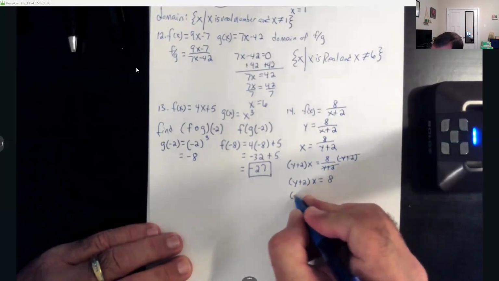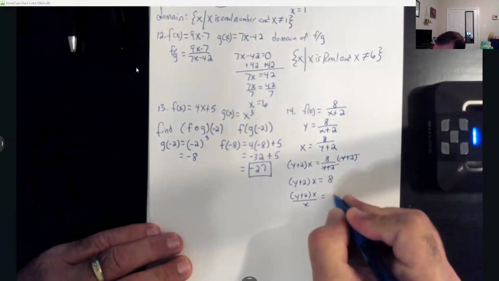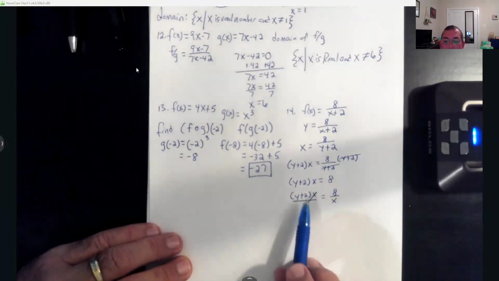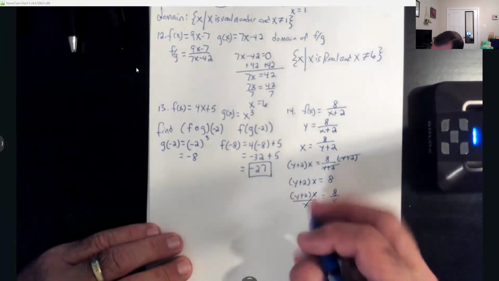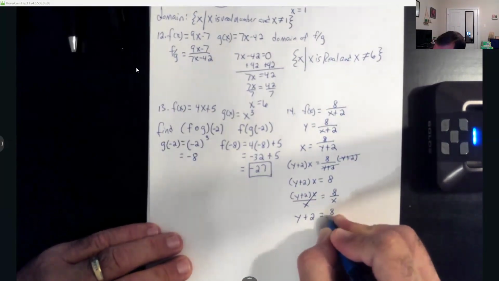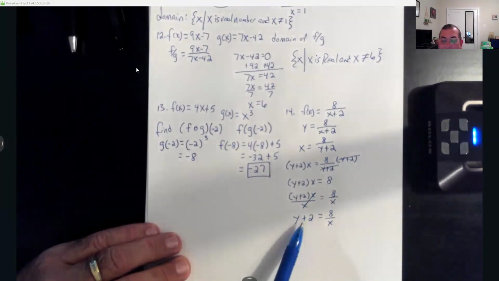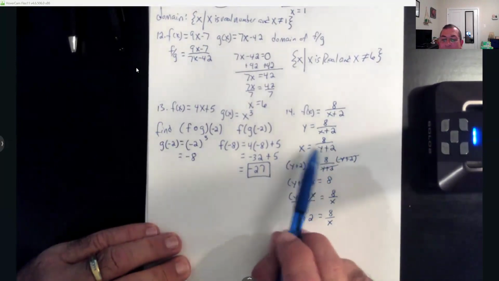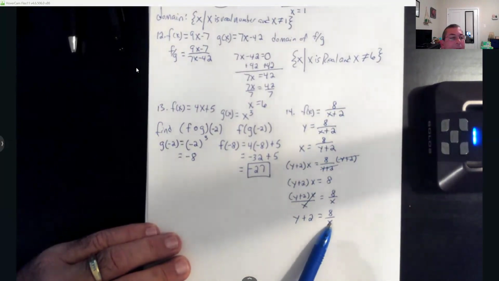So at this point, I would divide both sides by the x so that this x cancels. So all that's left is y plus 2, which means I no longer need the parentheses. Y plus 2 will equal 8 divided by x. Now y'all look at this. All I did, this x and y plus 2 basically just switched places so that I got the y plus 2 up here and the x down here.